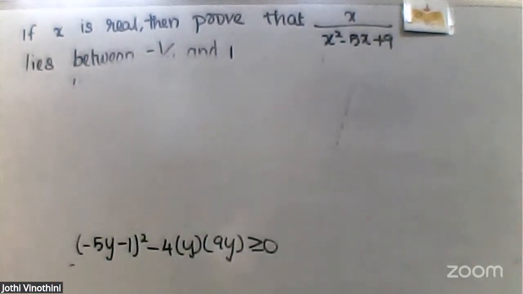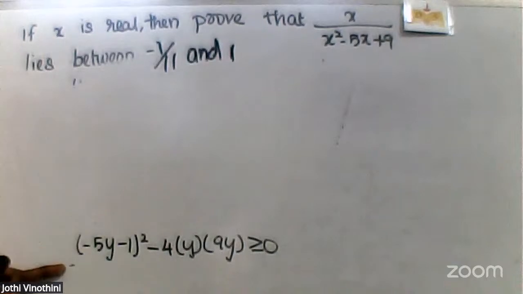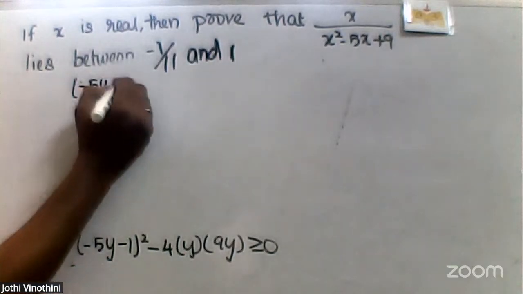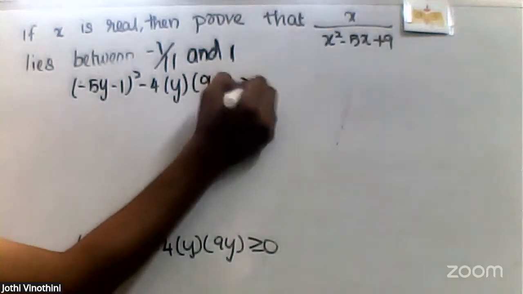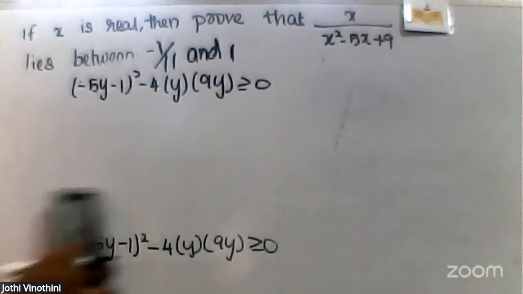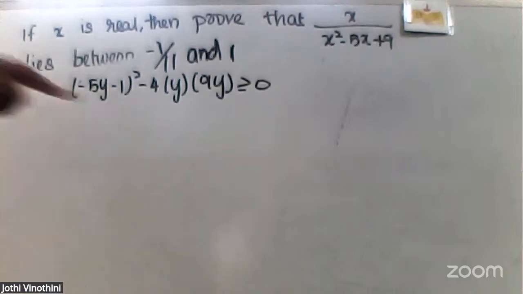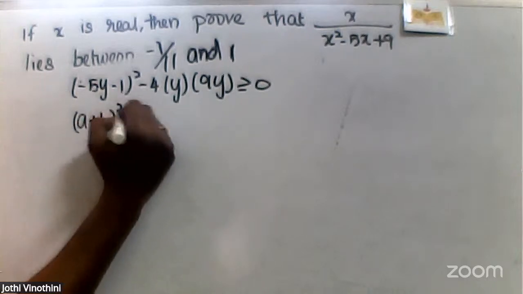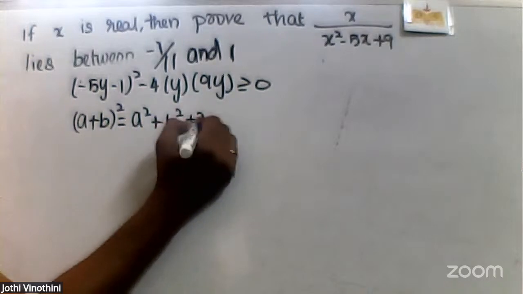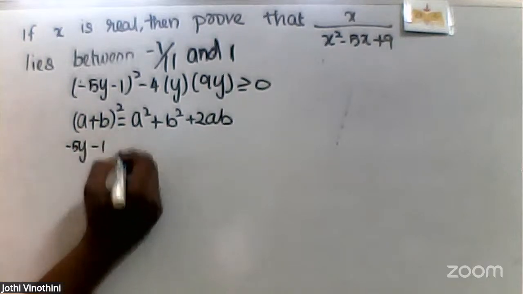So what we find up to is minus 5y minus 1 the whole square minus 4 multiplied by y multiplied by 9y must be greater than or equal to 0. Here both the terms are in minus. So I am going to compare it with a plus b the whole square, which equals a squared plus b squared plus 2ab. I am going to take minus 5y as a and minus 1 as b.